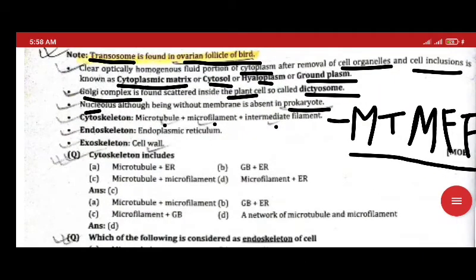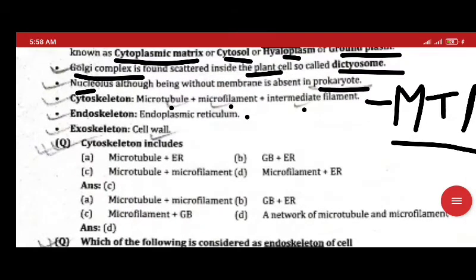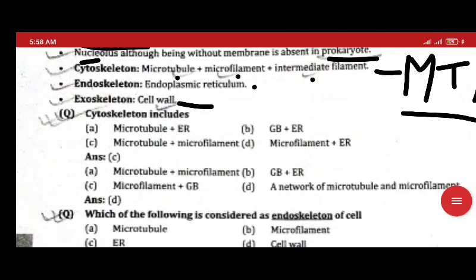So now endoskeleton. Endoskeleton means inside the cell, that is called ER, or you can say endoplasmic reticulum. Exoskeleton is outside the cell, that is called what? Cell wall. Now cytoskeleton. We know that cytoskeleton includes MF, MT and F, or you can say MT, MF and F.